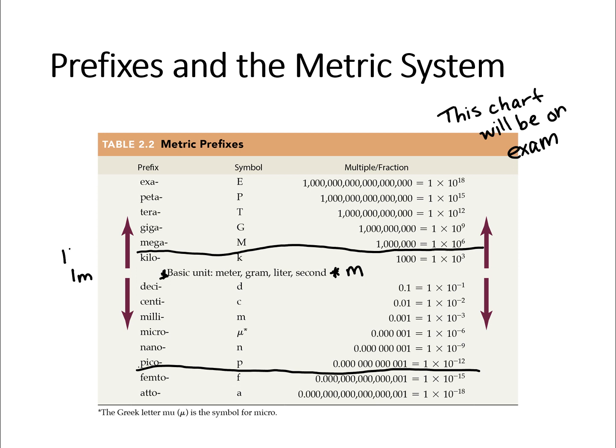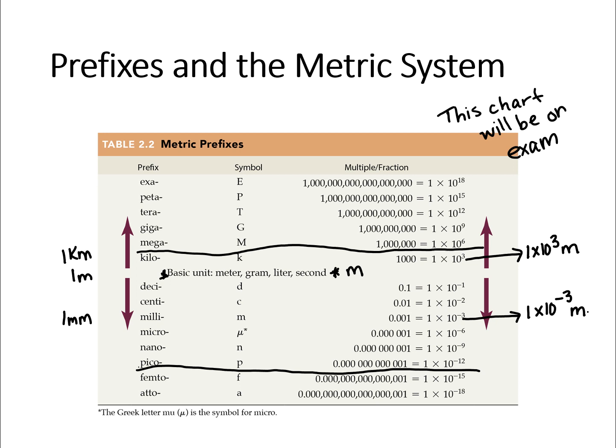If we have 1 km, that means we have 1 kilometer. And over here, this number tells you what that really means in meters. So that means you have 1 times 10 to the third meters, or 1,000 meters. Now let's say I were to go down to milli. 1 millimeter. What that means is I have 1 times 10 to the minus third meters.